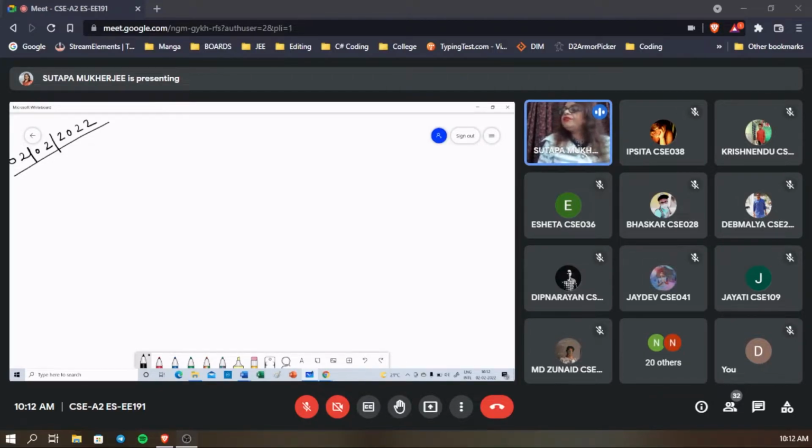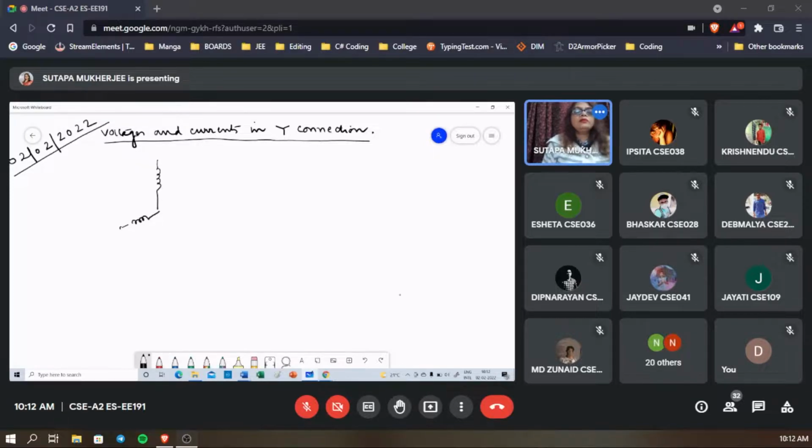Voltage and current in Y connection. You are writing, dear students? Y means star connection. So this is the basic thing before going to measure the power using wattmeter. This is a 3-phase.